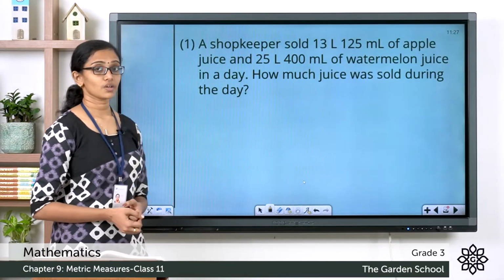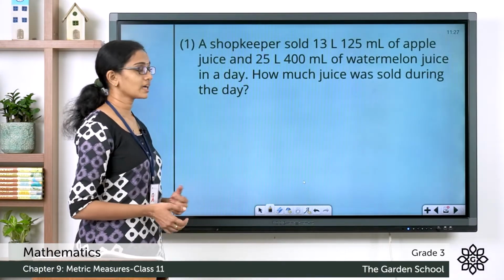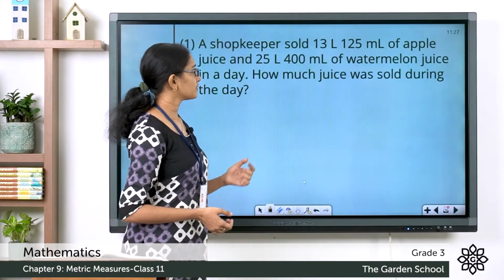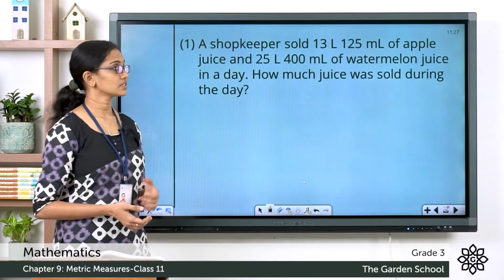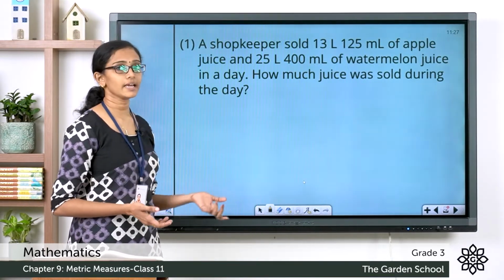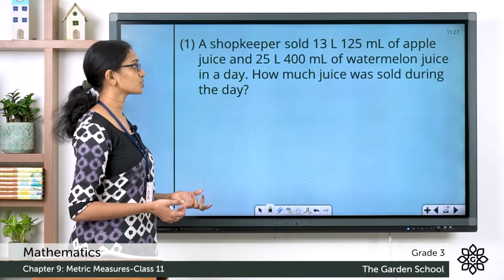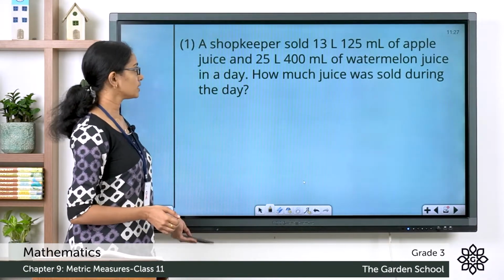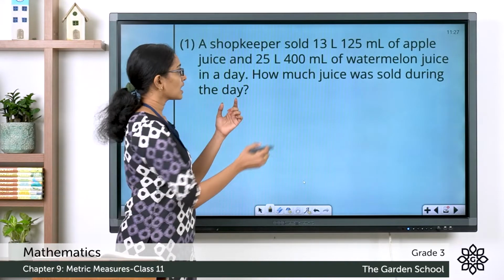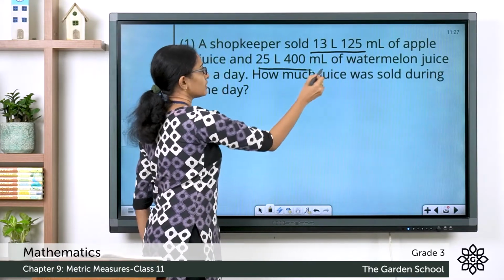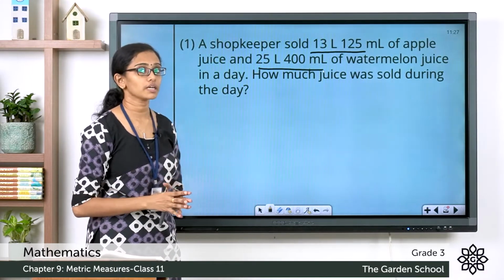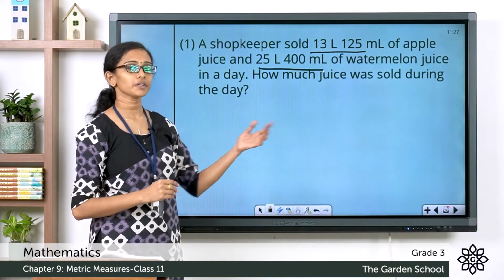A shopkeeper sold 13 liters, 125 milliliters of apple juice and 25 liters, 400 milliliters of watermelon juice in a day. How much juice was sold during the day? So what is mentioned in the question? You are given the quantity of apple juice and the quantity of watermelon juice sold in a day. You have to find out what is the total quantity of juice sold on that particular day.